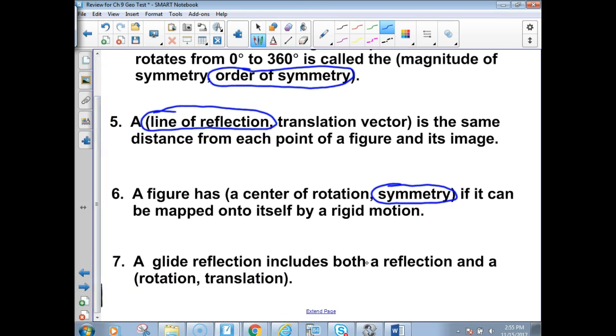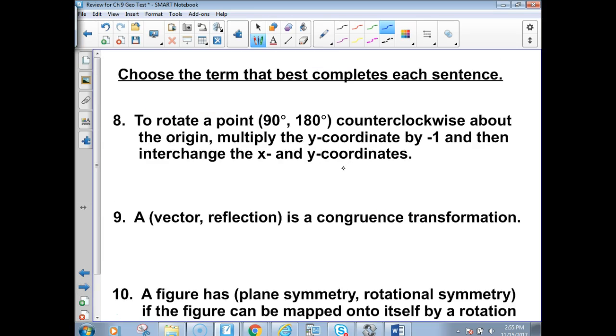A glide reflection includes both a reflection and a translation. It's a slide and a flip. We're continuing with that concept of filling in the proper term. To rotate a point 90 or 180 counterclockwise, which is this rule?